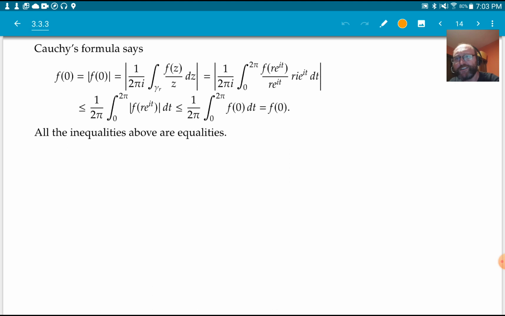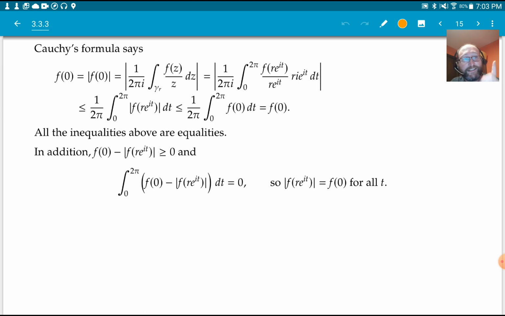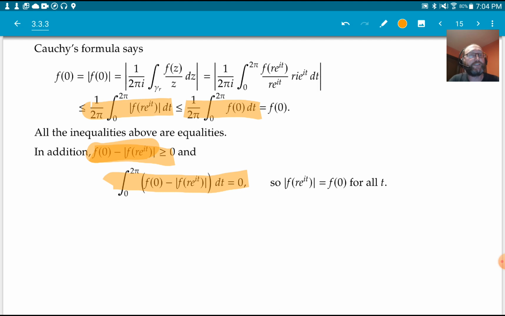Now you look at that and you notice that f at 0, bunch of inequalities, f at 0. So that means that this inequality over here and this inequality over here must be actual equalities. All of these things are equal. Now, in addition, because it's a local maximum, this is true for all t. If we look at this inequality and notice that this integral is equal to this integral, then if we put those two together, we get that the integral of this expression over here is equal to 0.